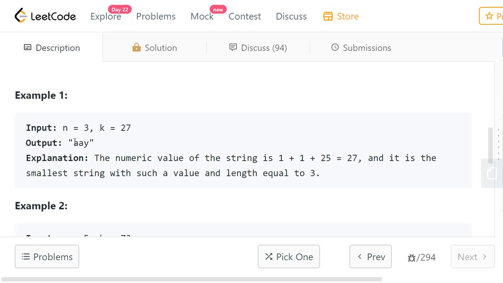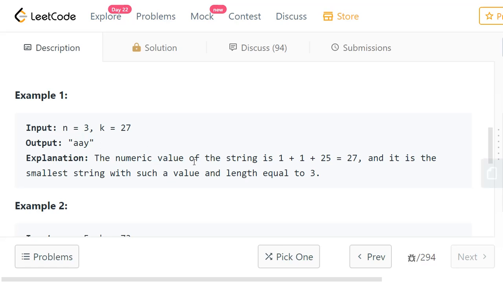The answer here is AAY. Let's take some other string which has a value of 27. Let's say instead of AAY, let's take A, B, and X. A, B, X also will have a value of 27, because the value of A is 1, the value of B is 2, so 1 plus 2 is 3, 3 plus 24 (X is 24). So A, B, X will be equal to 27. But AAY is smaller than ABX, because the first characters A and A are the same, and the second character A is smaller than the second character in the second string ABX. So ABX cannot be the answer. AAY we need to return.